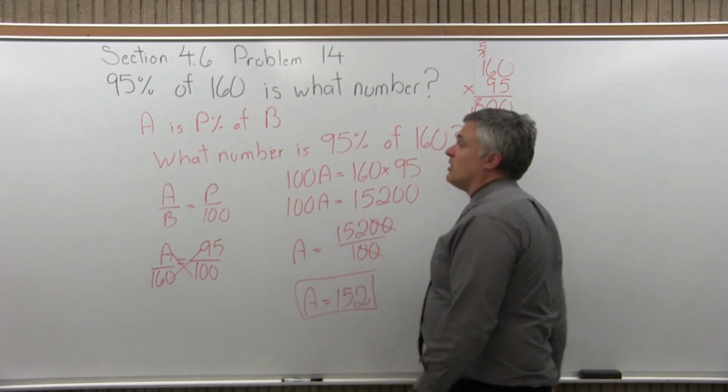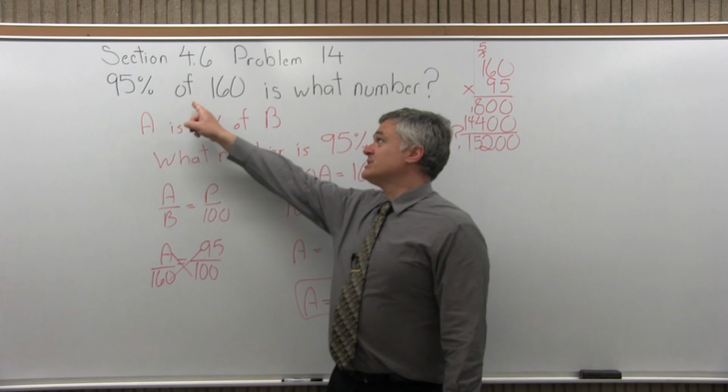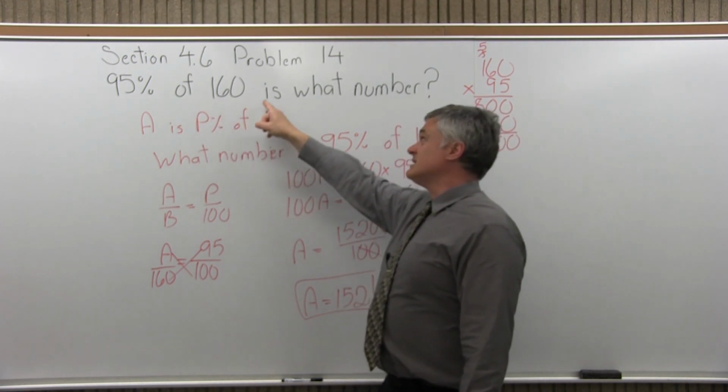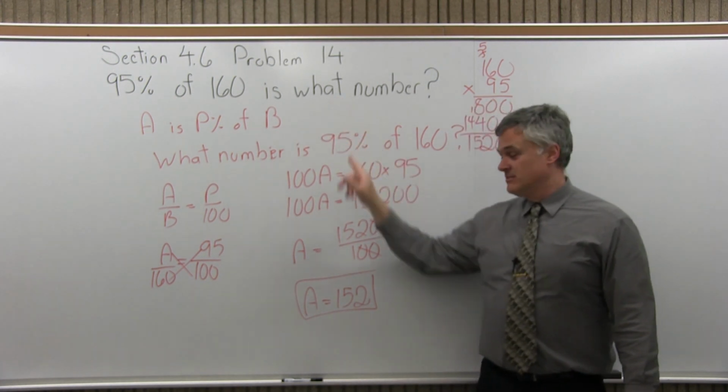So that's the answer. So if you go back to the original question, 95% of 160 is what number? The answer is 95% of 160 is 152. That's the answer.